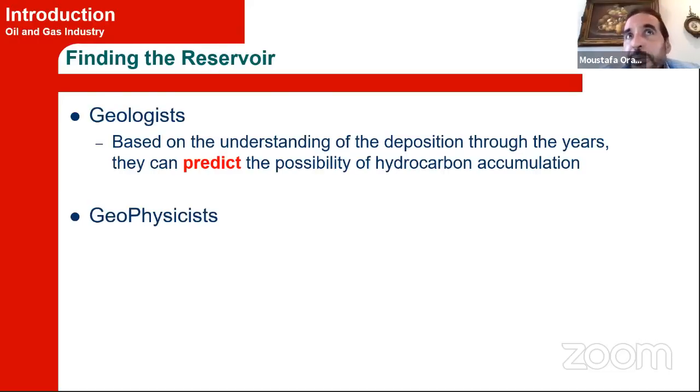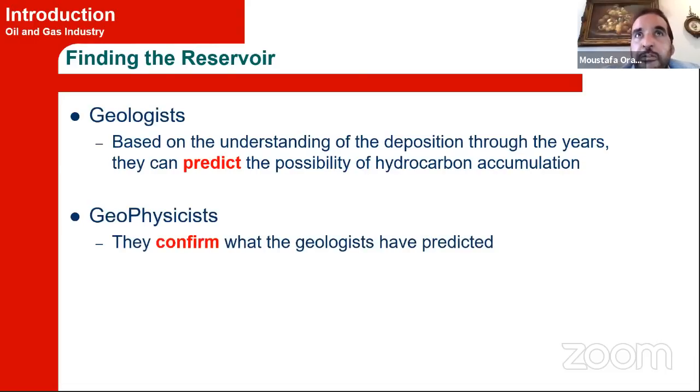Okay, that prediction requires confirmation. And that's the role of the geophysicist. The role of the geophysicist is to confirm the prediction of the geologist. Okay, so there are two very, very important steps in the petroleum industry. Somebody to tell us from our knowledge, from our experience, from our study, from our background, we predict accumulation of hydrocarbon in this area, in this field. Then the geophysicist will come and confirm what the geologist actually predicted. So these are the very important two steps.